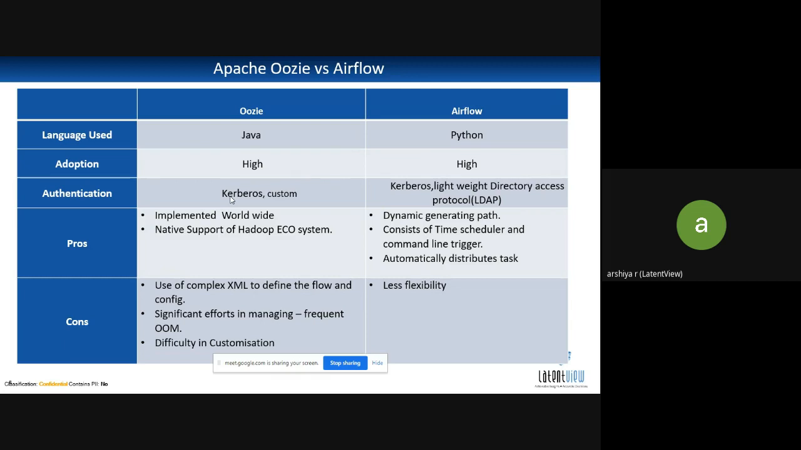And we have a few pros of Airflow. It dynamically generates pipelines, which means suppose you have two or three workflows which follow a similar pattern of running. That time you don't have to manually code it. Airflow does it automatically for you. And again, same as Oozie, it consists of a time scheduler and command line trigger. Again, as I told you, there are three ways where we can run an Oozie job: using the command line interface, APIs, etc.